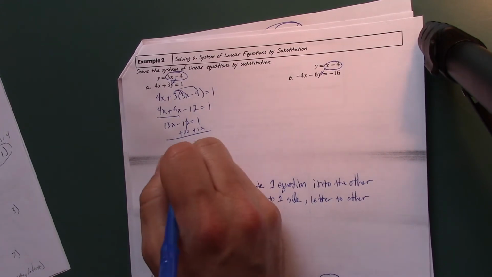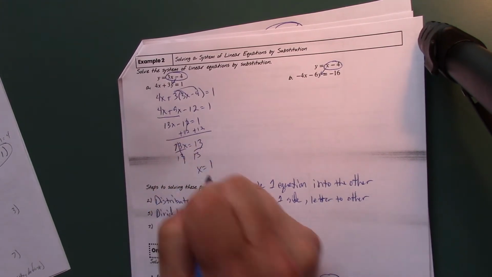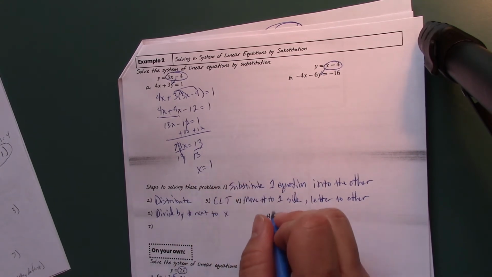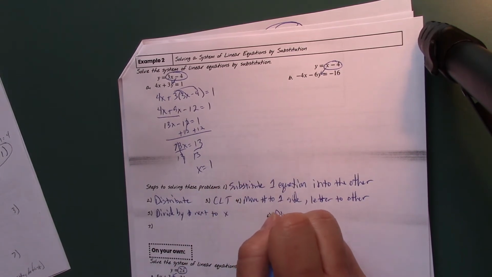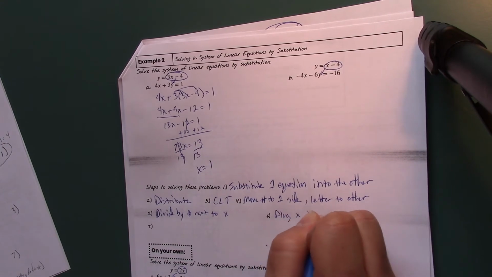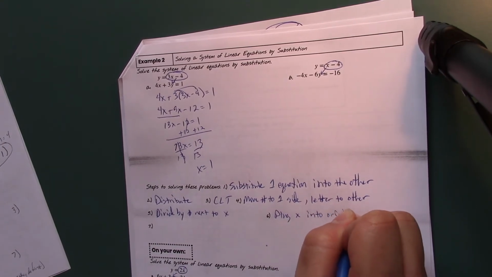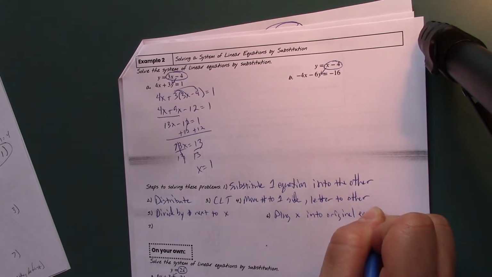Okay, so those will cancel. You get x equals 1. Okay, now of course we need a point here. We're not just finding 1. So plug x in to original equation.